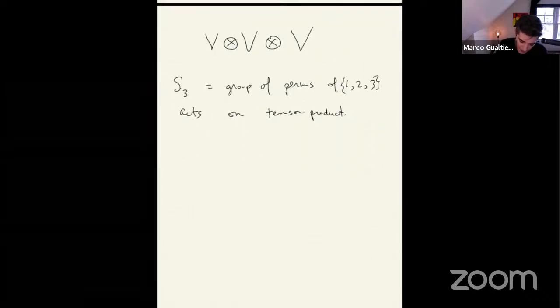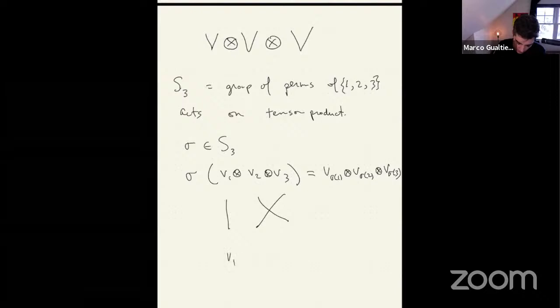Because if I have an element in the permutation group, then I can take a decomposable tensor, let's say V1 tensor V2 tensor V3, and I can apply sigma to this. What it means is that you're supposed to permute, so V sigma 1 tensor V sigma 2 tensor V sigma 3. So for example, if this is my permutation, then when I act on this tensor, I will get V1 tensor V3 tensor V2.